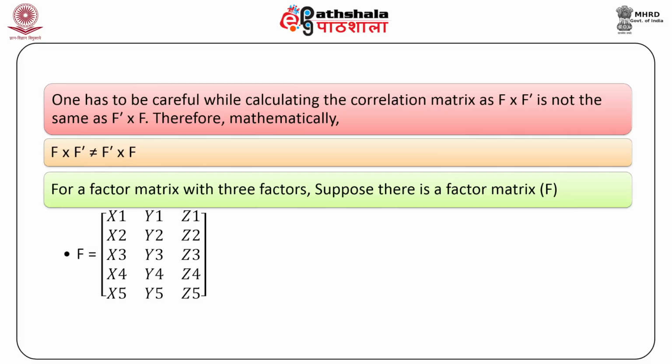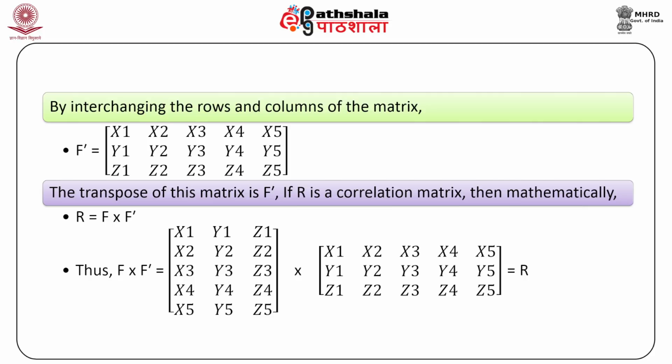For a factor matrix with three factors, suppose there is a factor matrix F in which factor 1 is x1, x2, x3, x4, and x5, factor 2 is y1, y2, y3, y4, y5, and factor 3 is z1, z2, z3, z4, and z5. By interchanging the rows and columns of the matrix, we get a transpose of this matrix F dash, which is equal to x1 y1 z1, x2 y2 z2, x3 y3 z3, x4 y4 z4, and x5 y5 z5. If R is a correlation matrix, then mathematically R is equal to F into F dash.